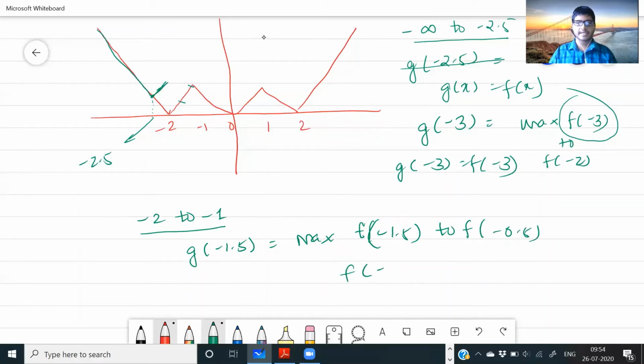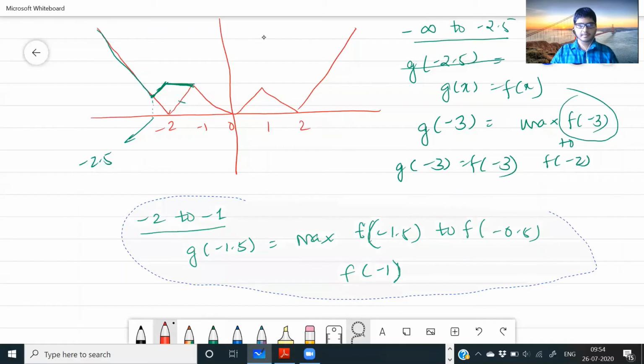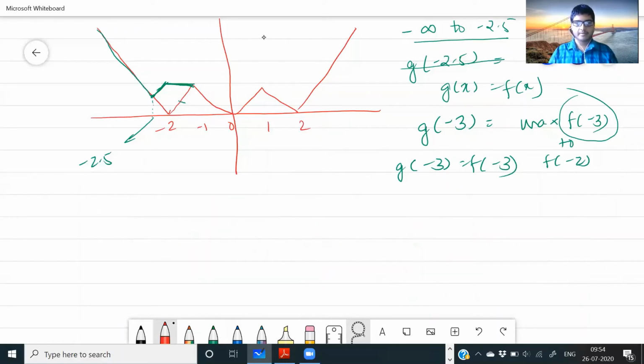So what I want to say is for all x belonging to minus 2 to minus 1, the graph of g(x) is going to be a constant and the value is going to be equal to 1. So I can draw that from minus 2 to minus 1. This is the graph. So we have done till minus 1. Let me clear this. Okay. Now, let me go from minus 1 to minus 0.5.